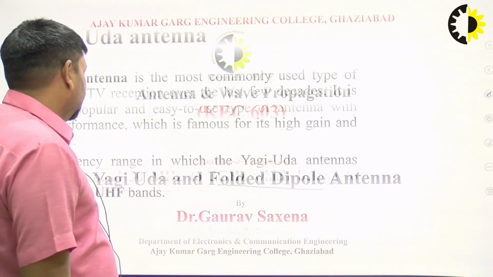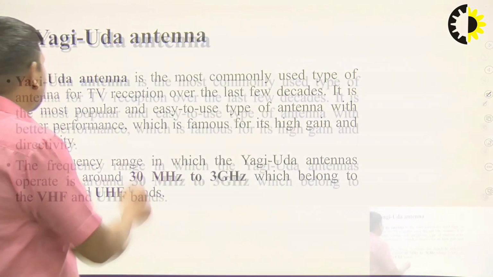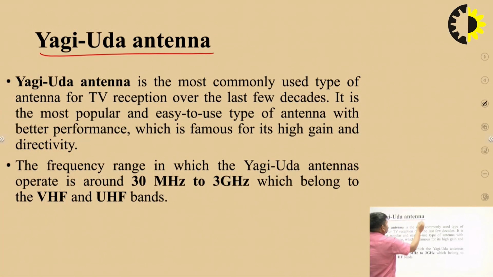So what is the meaning of Yagi-Uda? Yagi and Uda are two Japanese scientists who invented this antenna, which is used for very high frequency and ultra high frequency in the span of 30 megahertz to 3 gigahertz. We use this antenna for the VHF and UHF bands. VHF means very high frequency, and UHF is ultra high frequency.